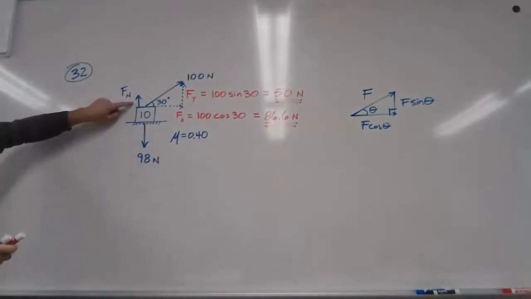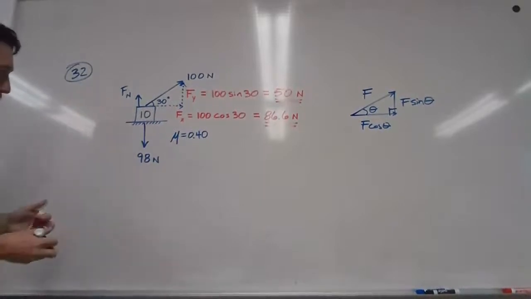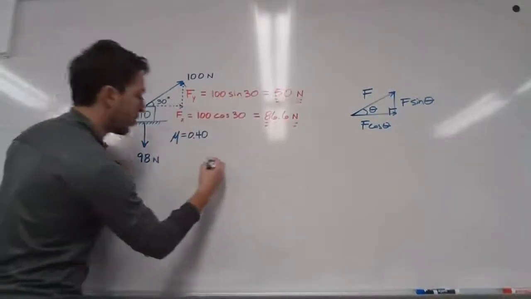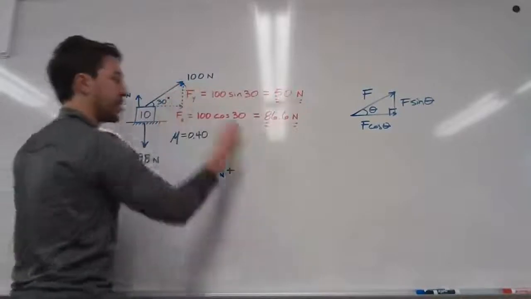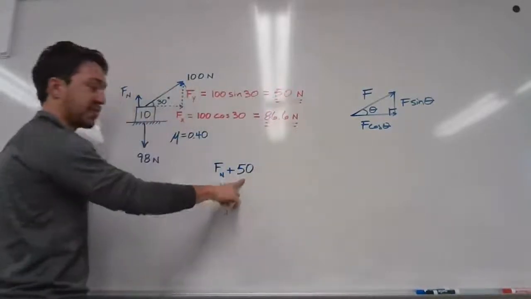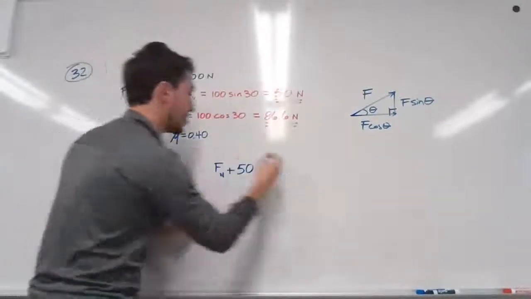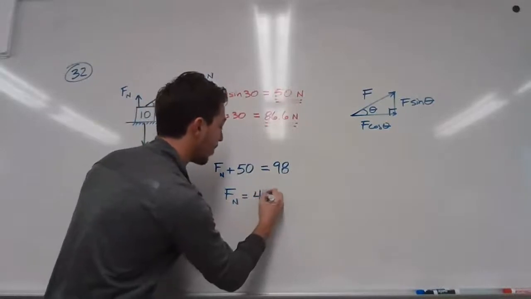Wait, so how big is this going to be? I think you got 38, right? No, 48. You're right, I'm sorry, I was wrong. 48. So does everyone understand why I can write something like the normal force plus this vertical force, this 50? I might call this the lift. How much I'm lifting the block has to balance out with this 98. Therefore, the normal force has to be 48 newtons.